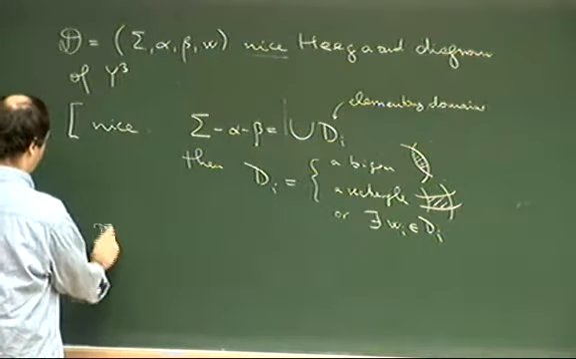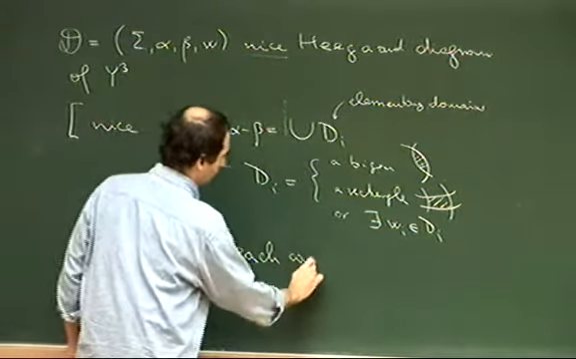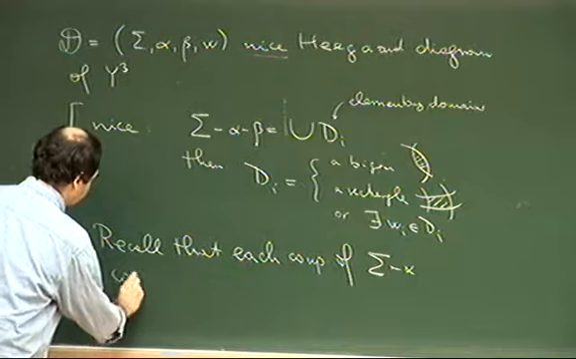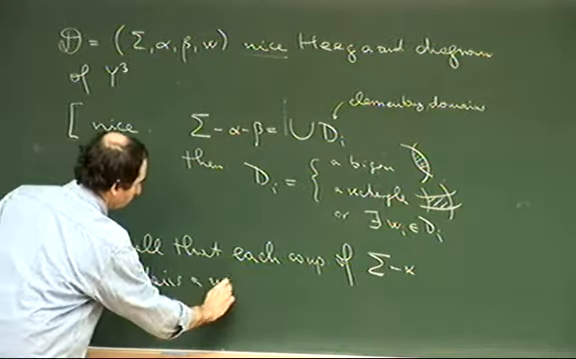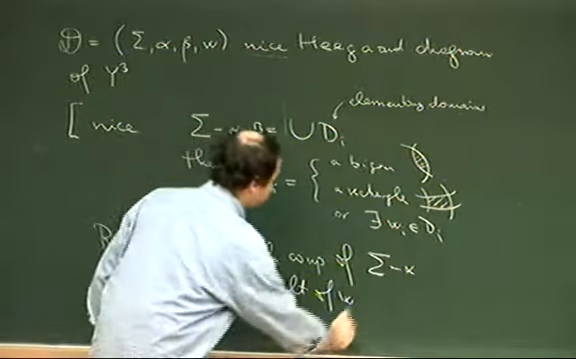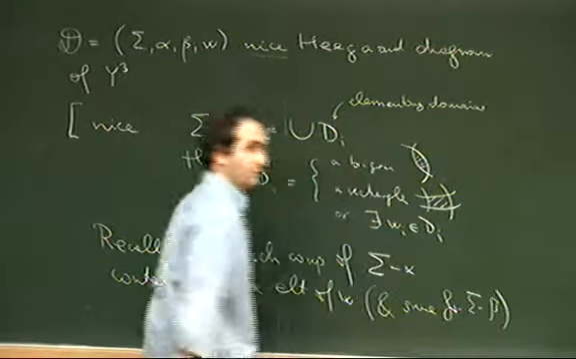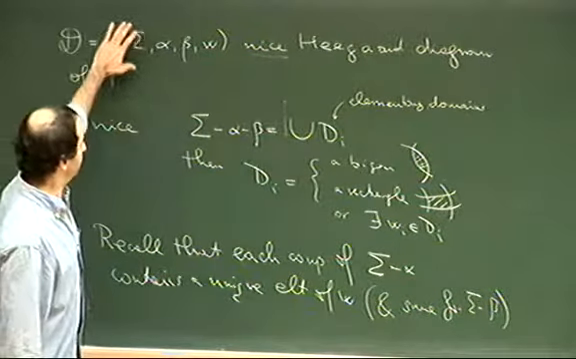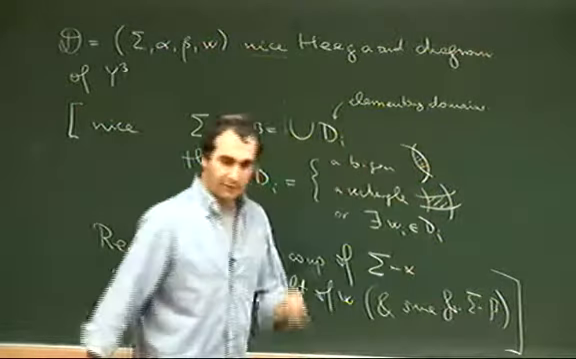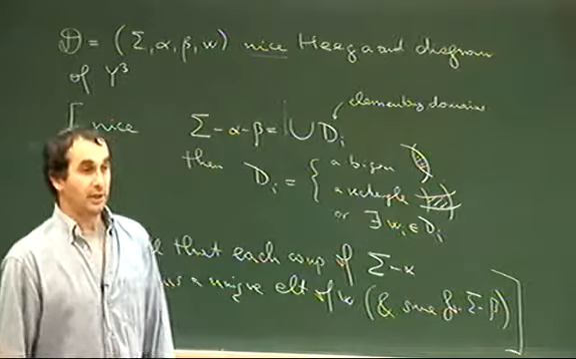And recall also that each component of the complement of the alpha curves contains a unique base point element of W, and the same for the complement of the beta curves. So that's built into the definition of a Heegaard diagram, a multipointed Heegaard diagram. Okay, so we have a nice multipointed Heegaard diagram, and we will associate to it a chain complex.